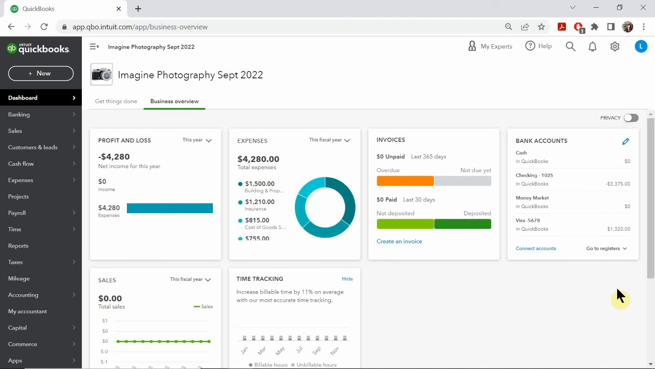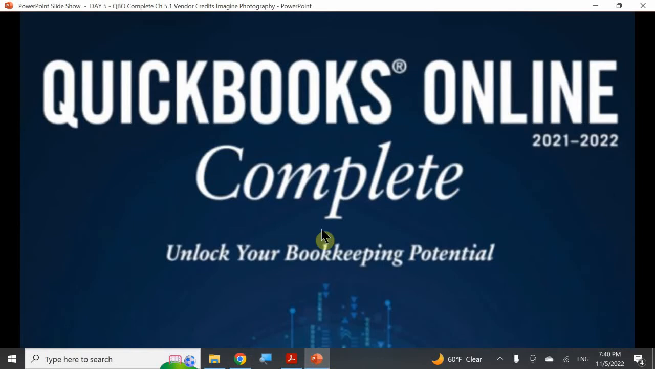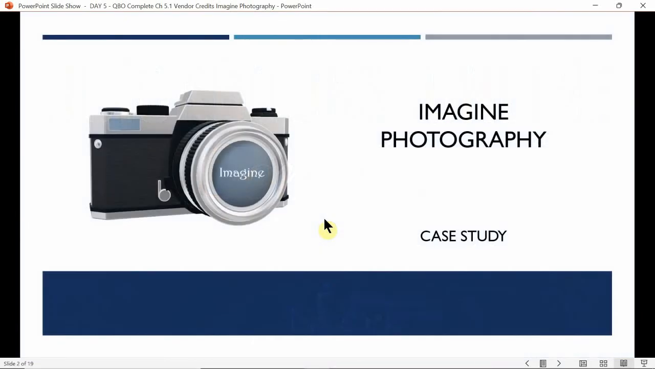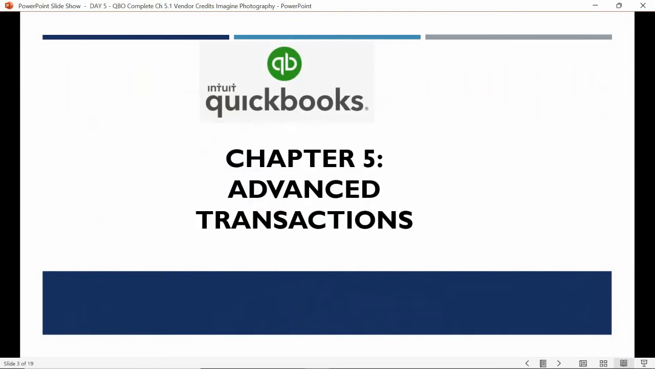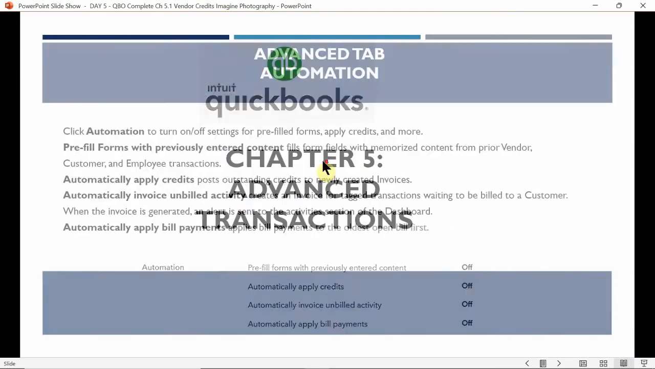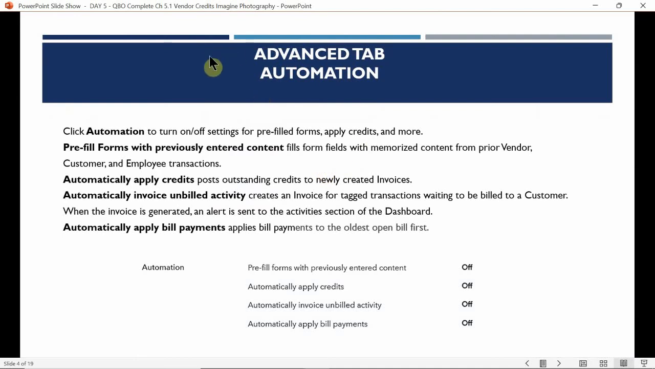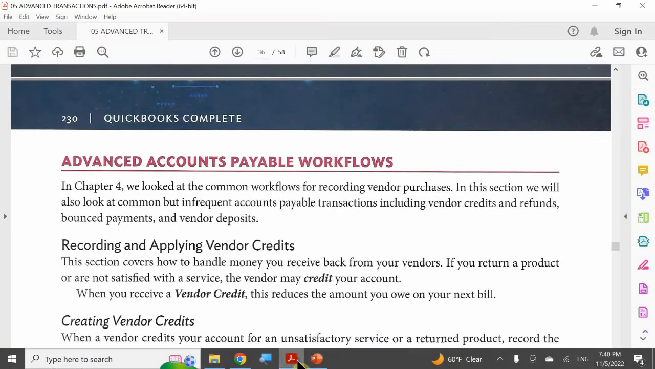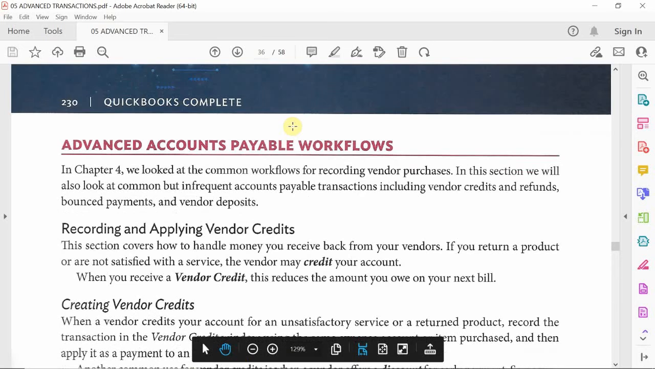All right, welcome back to QuickBooks Online. Here we are looking at chapter 5.1. In this case, the order of the book is kind of weird, but I'm going to skip a huge chunk in chapter 5, which is going to be advanced transactions, and I'm actually going to dive into the sections where we're dealing with accounts payable, advanced accounts payable transactions, okay?